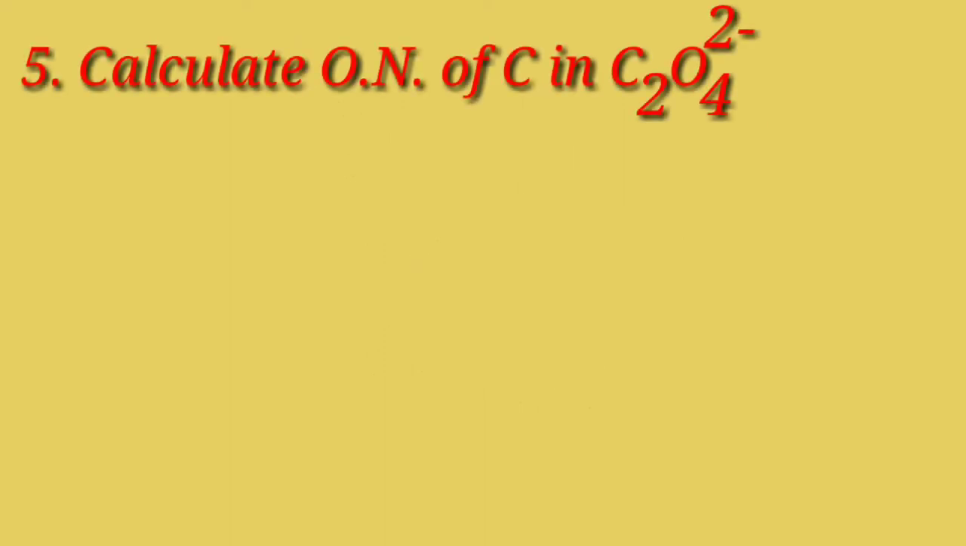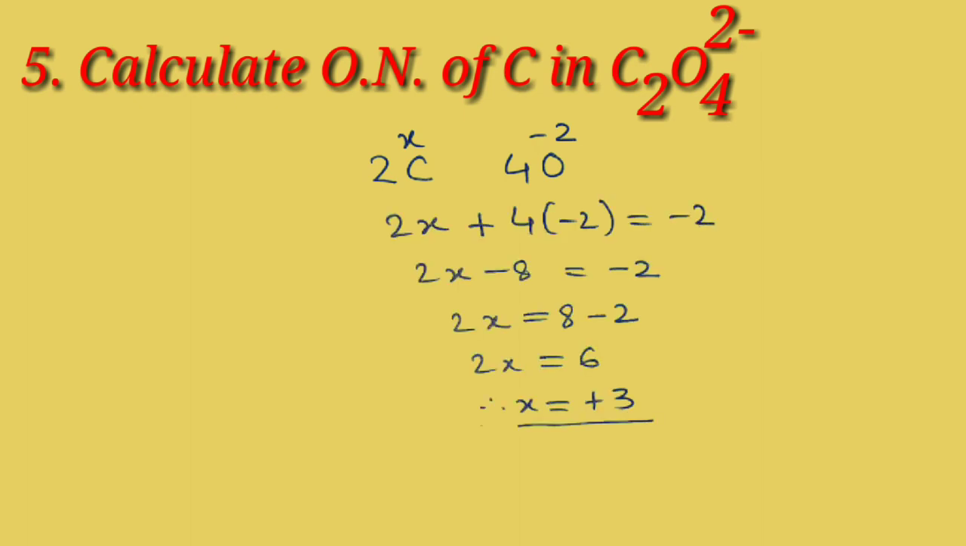Next, calculate the oxidation number of carbon in the oxalate ion, that is C2O4 2-. Here, there are 2 atoms of carbon and 4 atoms of oxygen. We write the oxidation number of carbon as X. On substituting the values, we get 2X plus 4 into -2 is equal to -2. On further calculating, we get the oxidation number of carbon as +3.